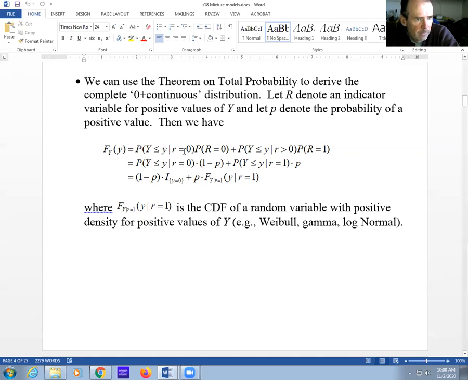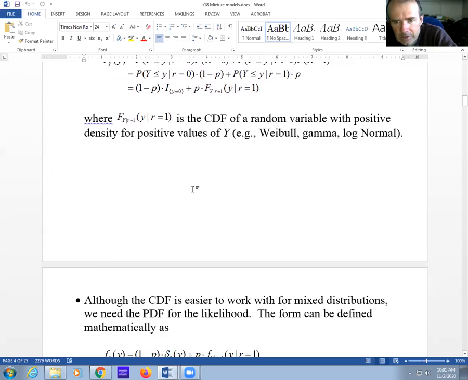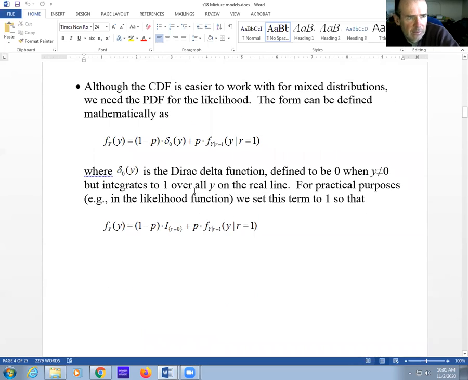So we can essentially, with the theorem on total probability, consider the cases where there's no rainfall or no healthcare cost. That's R equals 0. And when there is rainfall, or when there is a healthcare cost. And so we can easily write our cumulative distribution function when we have a 0 plus continuous case. And this is the general formula for it. The problem is when we make our likelihood, we need to work with the probability density function or the probability mass function, or some combination of that.